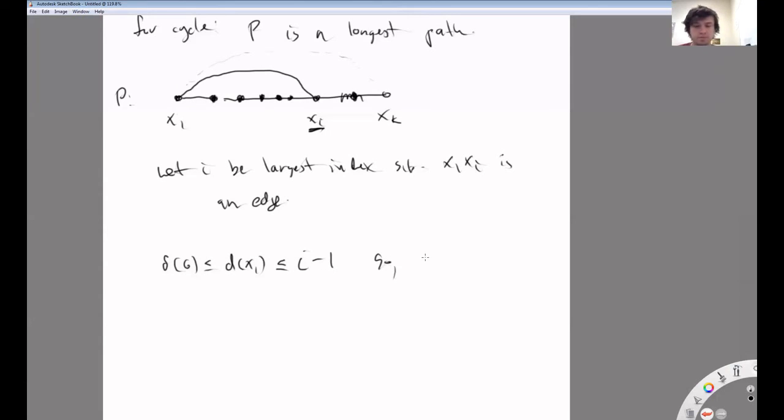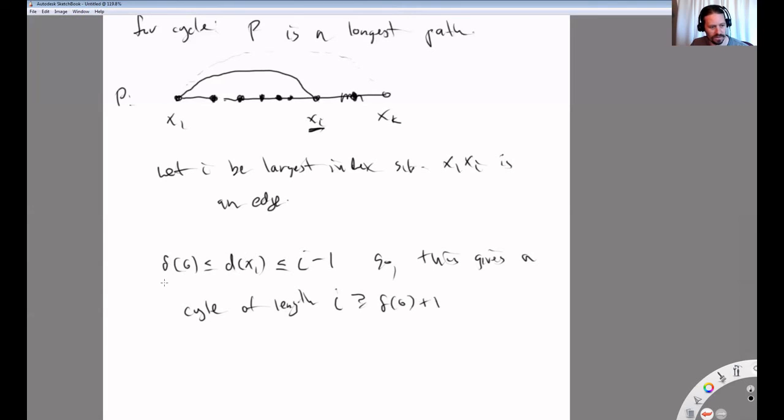So this actually gives a cycle of length. What's the length of this cycle that we see in this picture from x1 to xi and back? Yeah, it's I, right? There's I minus 1 along this path here and 1 more going back. So we have a cycle of length I, and the minimum degree is at most I minus 1, which means that I is at least minimum degree plus 1, right? Just solve this inequality here. So there's my longer cycle there, okay?